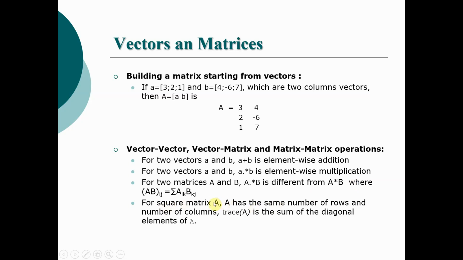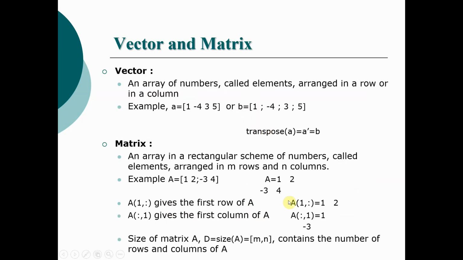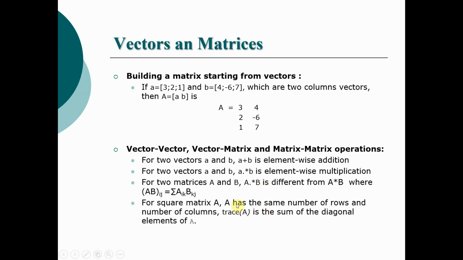A square matrix is a matrix that has the same number of rows and columns. So this is not a square matrix, but this one is, right? It has the same number of rows and columns. One of the functions that you can use on a square matrix is trace of A. That would give us the sum of the diagonal elements of matrix A.